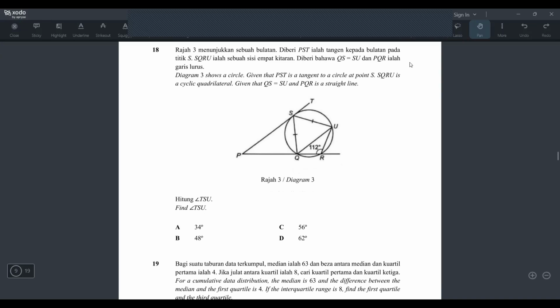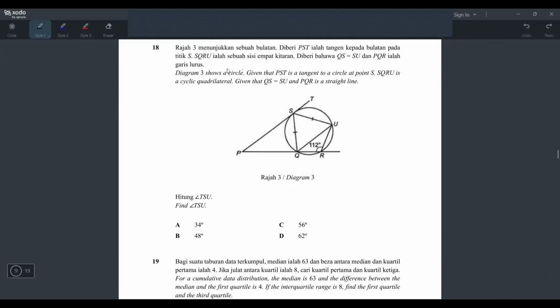Okay, I think it's good enough already. I think I explained a lot already, so we can do this question now. Diagram 3 shows a circle. Given that PST is a tangent. So what does tangent mean? Center drawn to tangent must be 90. But there is no center here, so you must not write 90 here. It's not that. It has to be the center drawn to the tangent. So since they never put the center, it's okay, it's fine. Then it means we will not write the 90.